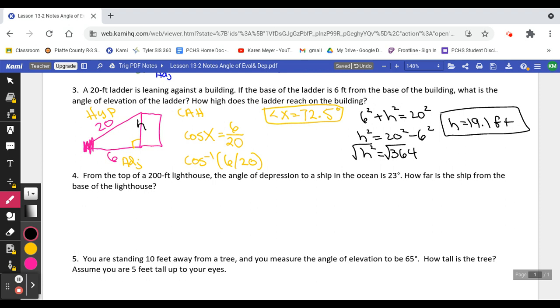Now, like I said, you could have done a trig ratio and you would have gotten really close to the exact same answer. That's just a personal preference, whether you wanted to do that or the Pythagorean theorem.